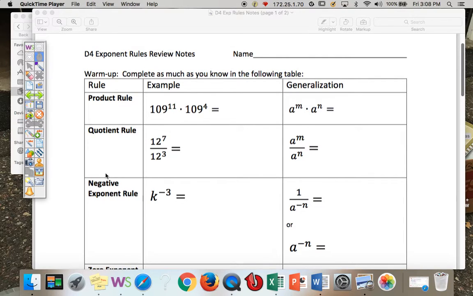In this podcast, again, this kind of looks like the Day 3 podcast. We're going to review the different rules that we've been looking at for 3 days now. And our activity in class will be to find the error. So let's start with the first one, product rule.